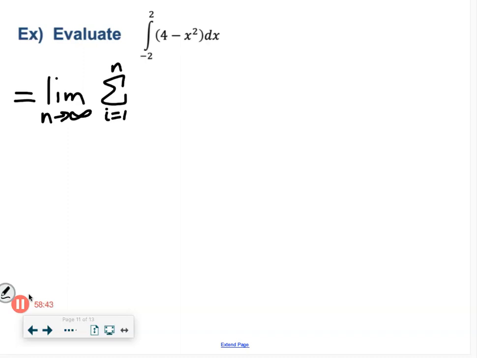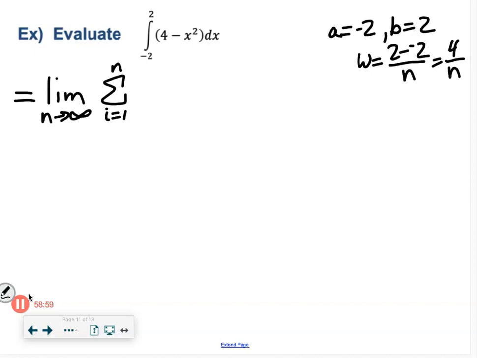All right. Now we need width. What's your a? What's your b? 2. So your width, which is b minus a over n, 4 over n. Did everyone get a width of 4 over n? Yes. All right. Okay, so that's the next thing we write is the width.